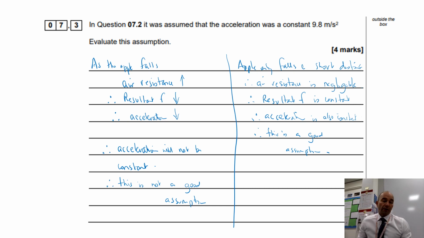Now, in that particular case, it doesn't matter which way you go, whether you say it is a good assumption or a bad assumption, as long as you're making those points, you'll get the full marks either way. You're now at the end of that paper, so that question was out of 12. Count up your score, and then of course the whole paper is out of 70. So well done if you got 70 out of 70.